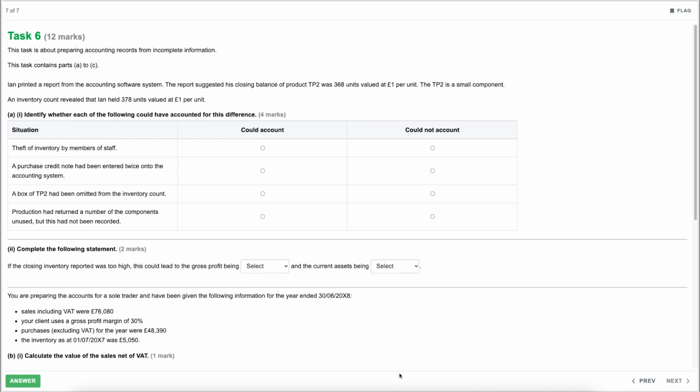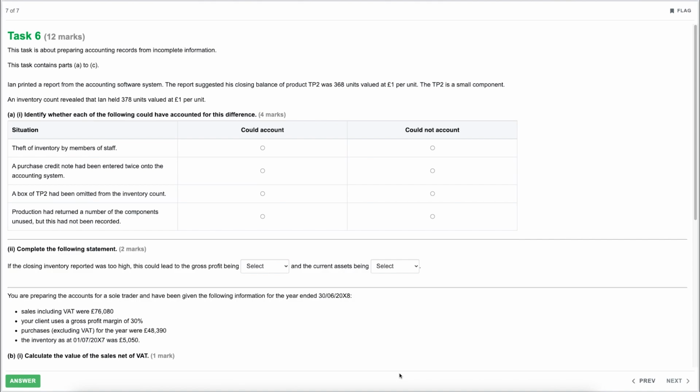Part A then, identify whether each of the following could have accounted for this difference, and it's worth 4 marks, so 1 mark per situation. So for these, basically what we need to do is try and work out whether for each of these situations, could it have caused the difference or would it not have caused the difference? So effectively, we're looking for something that would cause the number of units within the accounting software to be too low, or a reason why the inventory count, so the physical inventory, would be too high.